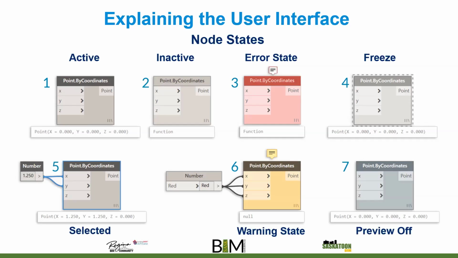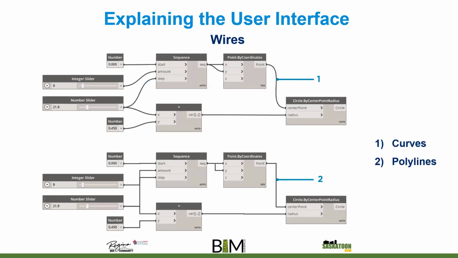And the last one is preview off. What preview off does is a little bit different than freeze. Preview off means that if this particular node puts a point at 0, 0, 0, like it shows there, that point won't show because I don't want to preview it in the background. So these are all the different things that you might see on a node when you're working inside of Dynamo. We talked about the wires, 2 options. The top one, the curves, are the most common, but some people really like things in a straight line, so we can do polylines as well.